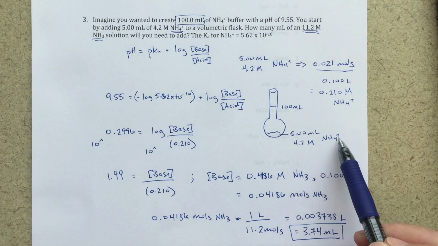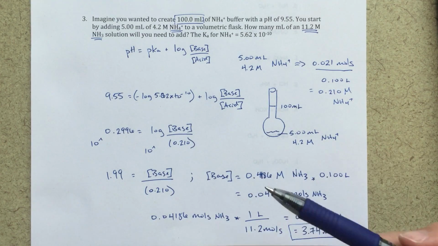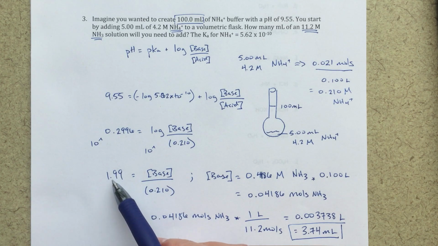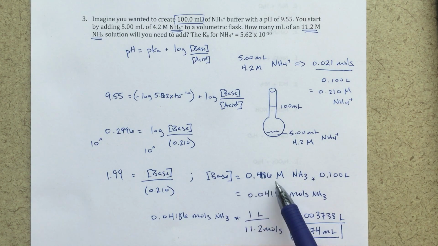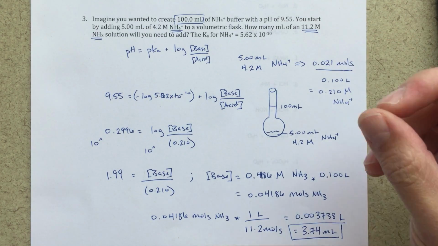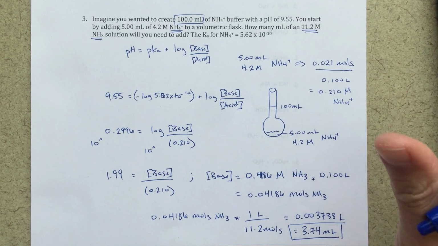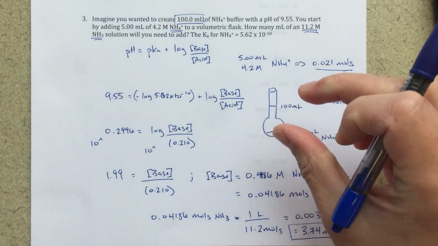So to recap, if I want to make a 9.55 pH buffer solution, and I start by adding 5 milliliters of 4.2 molar NH4+, I can use the Henderson-Hasselbalch equation to find what the ratio of base to acid is going to be. Really, it's a 2-to-1 ratio. This 1.99 tells me I need essentially 2 molar base for every 1 molar acid I have. I can use that relationship to figure out what that would be for the base: 0.4186 molar NH3. Then it becomes a question of how you make a 0.4186 molar NH3 solution if you're given this 11.2 molar stock solution. The way you do that is to take 3.74 milliliters of that solution, which gives you the correct number of moles, and then dilute that to 100 milliliters, which makes the correct concentration in my buffer solution.